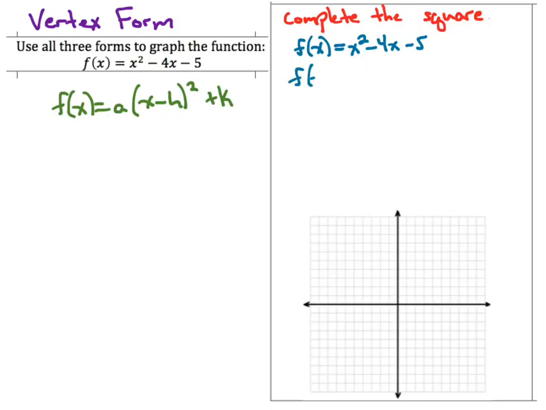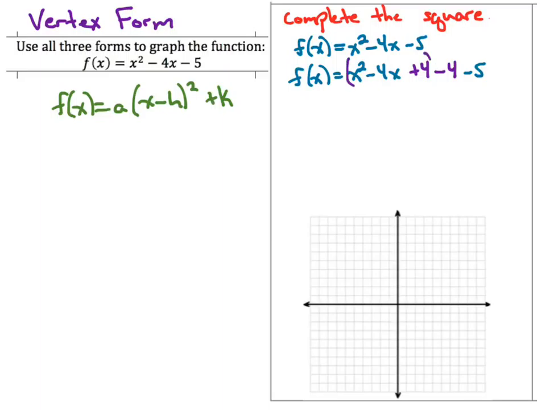Well, how am I going to complete the square? I'm going to rewrite that, leaving space. I'm going to move that negative 5 off. And so what is the c that I have to add to complete the square? Well, half of negative 4 is negative 2. Negative 2 squared is 4. So I'm going to add and subtract 4.